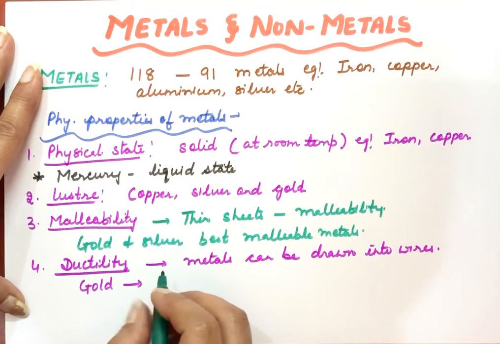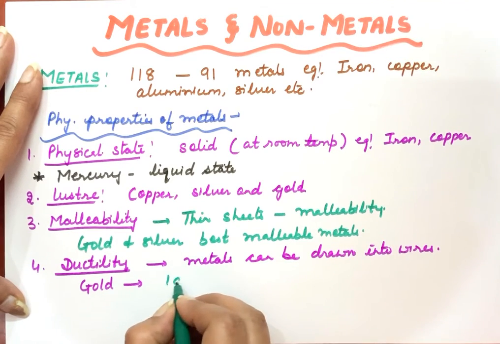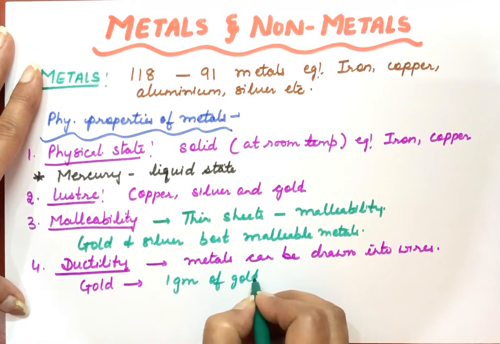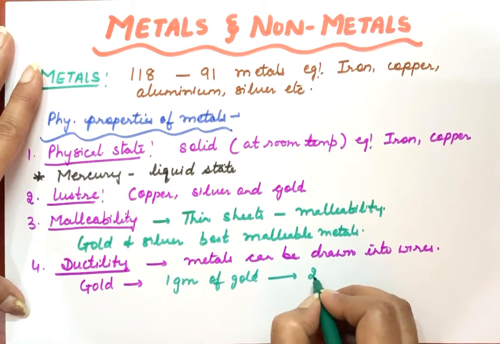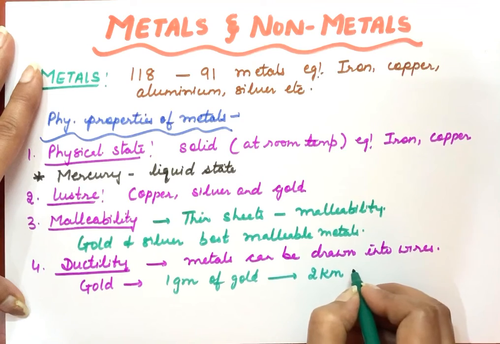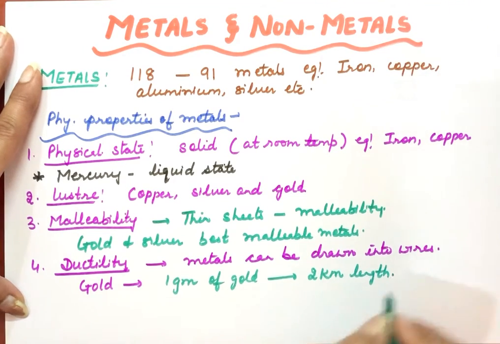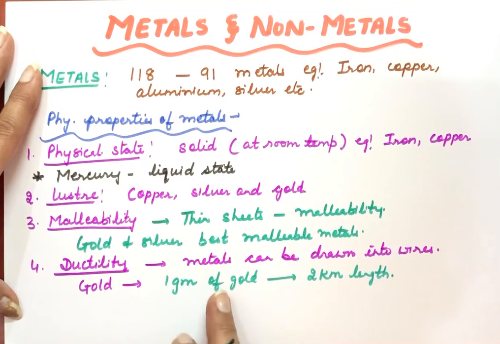If we take, for example, 1 gram of gold, from this we can get a gold wire of approximately 2 kilometers in length. So this is the best ductile metal, because from just a small amount, 1 gram, we can get approximately 2 kilometers of gold wire.